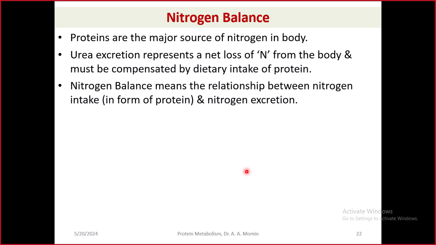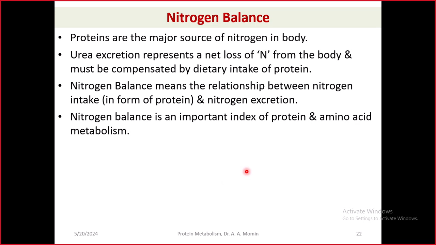Nitrogen balance means there is a relationship between nitrogen intake and nitrogen excretion, and this balance, the intake and excretion, is always in the equilibrium, it is always equivalent. The intake is in the form of proteins and excretion is in the form of urea. So the intake and excretion is always in the equilibrium, and if it is in the equilibrium, it is said to be in nitrogen equilibrium or nitrogen balance.